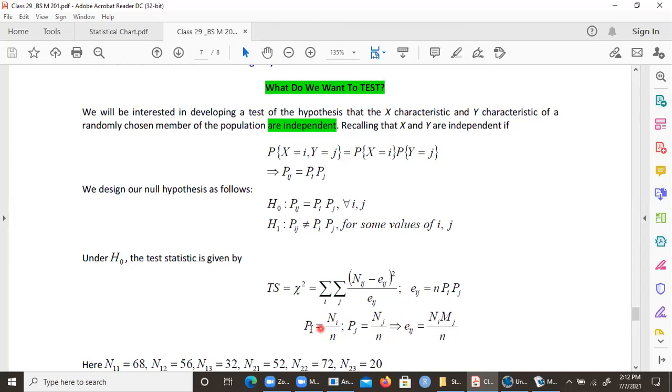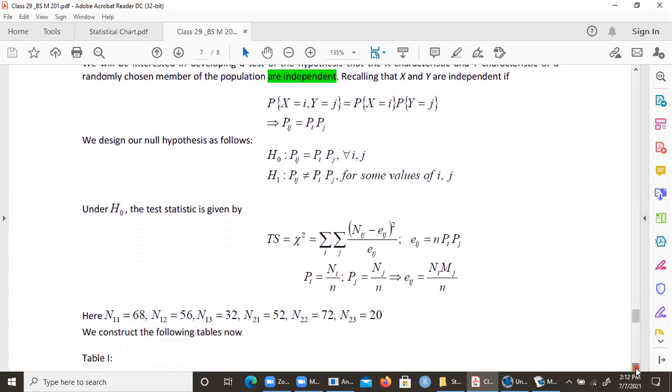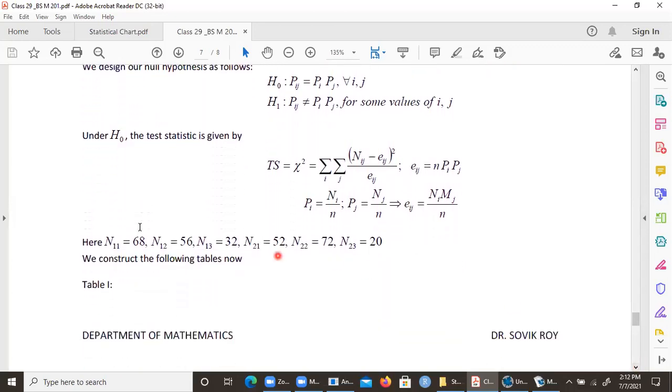So if I substitute this Pi and Pj in the formula of Eij, then we will get n into Ni by n, Mj by n. And so Eij comes out to be Ni into Mj by n. Now we know from the chart that these bidirectional observations are as follows. N11 is equal to 68, N12 is 56, N13 is 32, N21. These are all the matrix elements that we are considering over here. So we have tabulated all the matrix elements in this particular case.